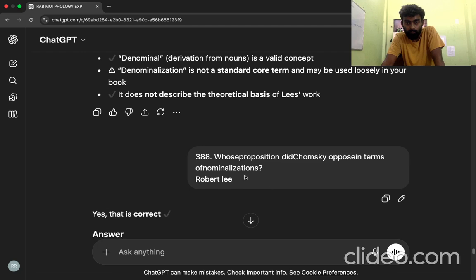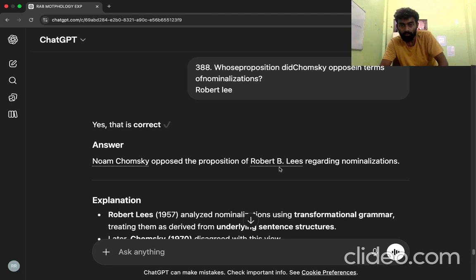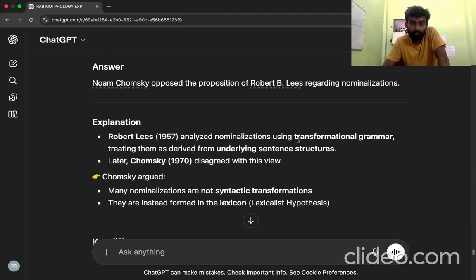Yes, that is correct. Answer: Noam Chomsky opposed that proposition. Chomsky opposed Robert B. Lees regarding nominalizations. Explanation. Robert Lees, 1957, analyzed nominalizations using transformational grammar, treating them as derived from underlying sentence structures. Later, Chomsky, 1970, disagreed with this view.